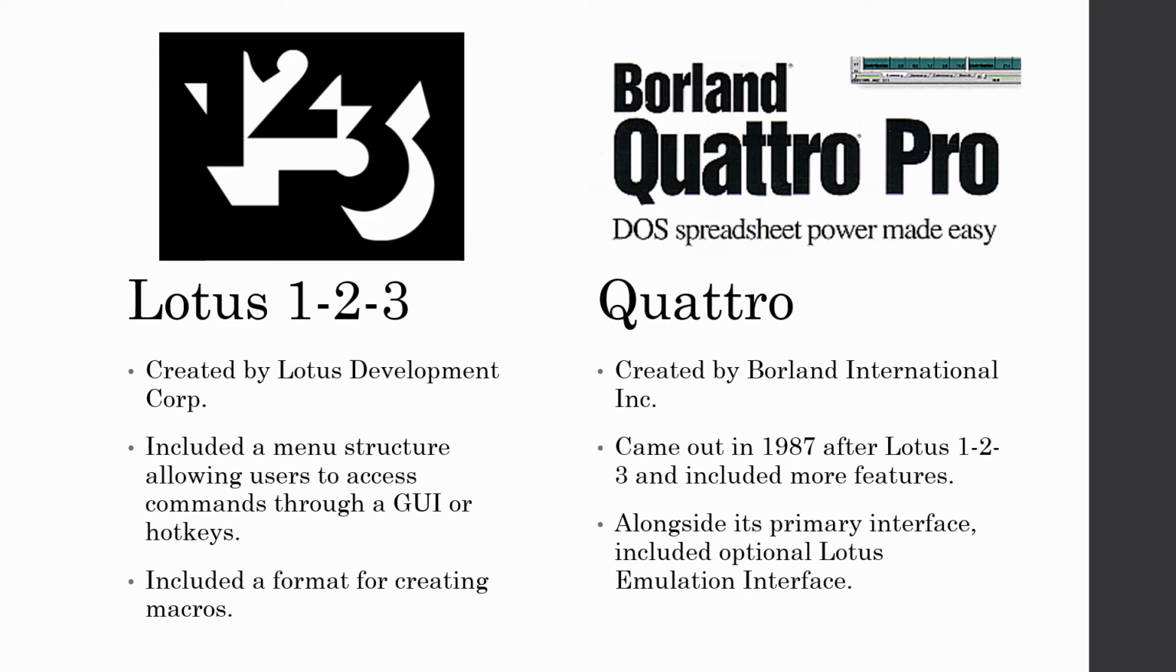Quattro was created by Borland International Incorporated and came out in 1987 after Lotus 123 and included many more features. Alongside its primary original interface, it included an optional Lotus emulation interface mode, which included the original menu structure from Lotus 123, as well as the hotkeys and the macro format. Lotus viewed this as copyright infringement and filed suit.